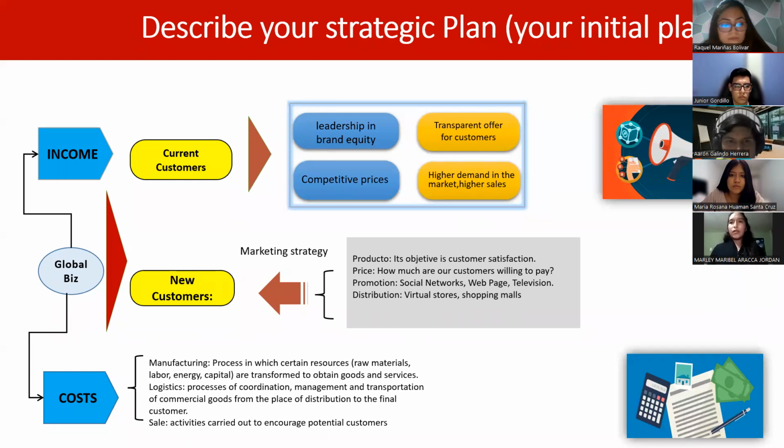Products in this object in customer strategy. Price is how much your customer will pay. Promotions, next is the next price elevation. Distribution, virtual, core, shopping mall. And the factory price and the output service.